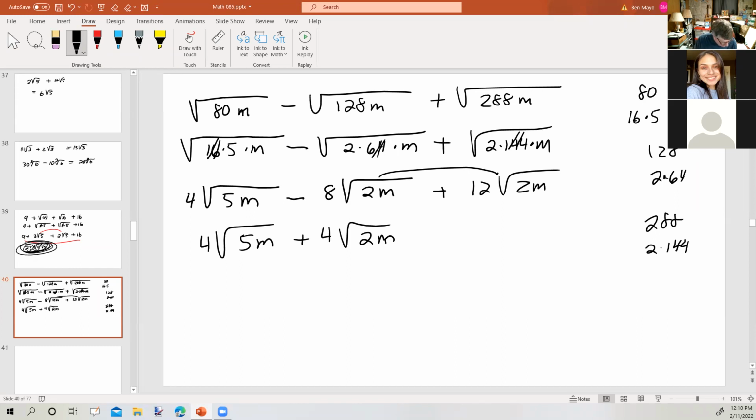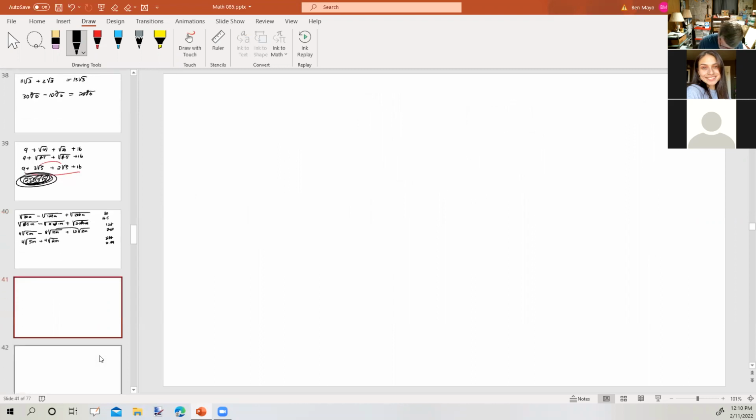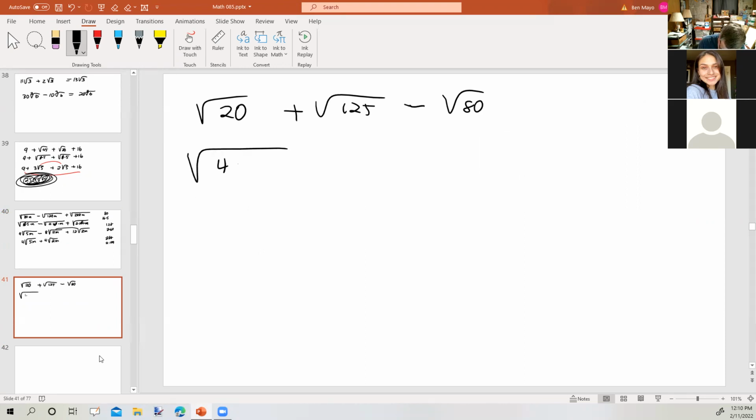Okay. Let's do one more here. How about this one? The square root of 20 plus the square root of 125 minus the square root of 80. 20 is a square times 5. 125 is a square times 5. And 80 is a square times 5.